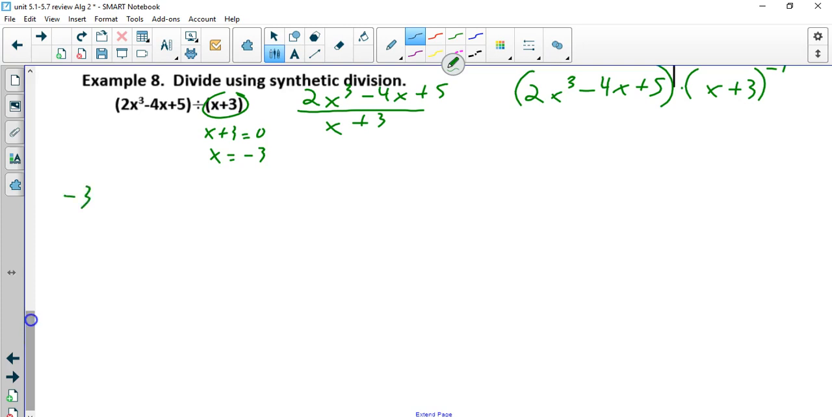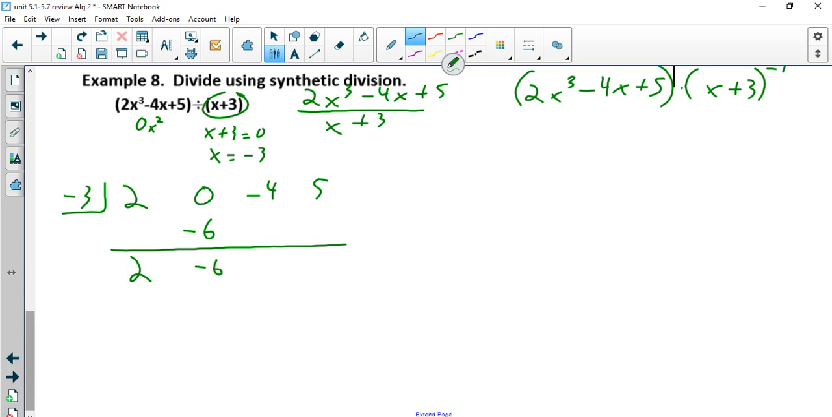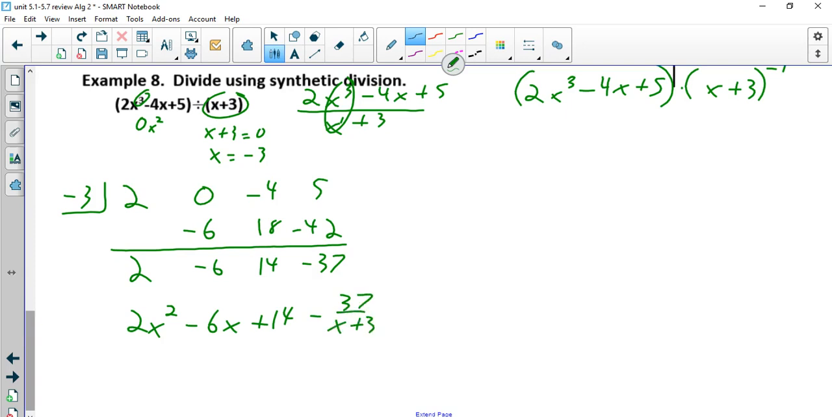Now, I look and I have a coefficient for my x cubed, I do not have an x squared term. So I need to fill in a 0 there. I have a negative 4 for my x to the 1, and I have my 5. So, drop down, multiply, add, multiply, add, multiply, add. So my answer is, remember, if we start off with cubed, we're going to start here with squared. Because if you think about it, x cubed divided by x to the 1 is x squared. And that's going to be minus 6x plus 14, and then minus 37 over my original divisor of x plus 3. And that's it.